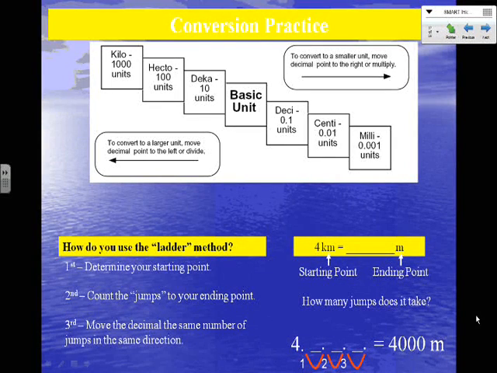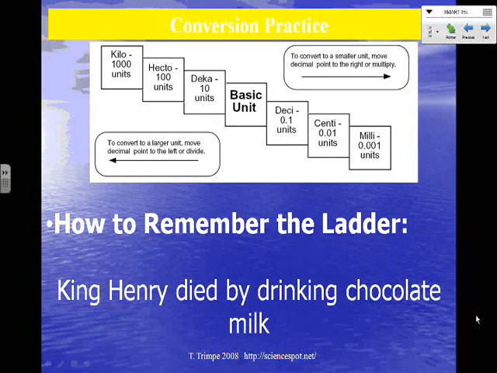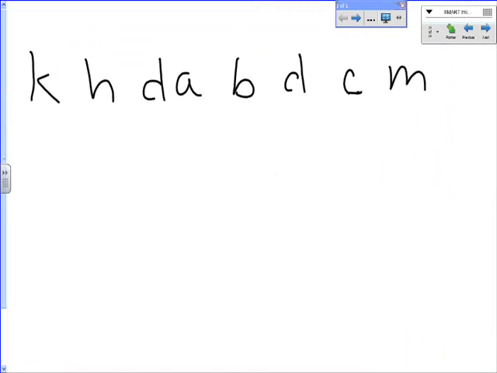I'm going to teach you a way to memorize the conversion ladder because you're not going to be given that on your test. So we need to make sure that we know how to remember it. And one easy way is to remember King Henry died by drinking chocolate milk. And that helps you remember the order. At the beginning of each word in this sentence, it's the beginning of one of the prefixes. So King Henry died by drinking chocolate milk.